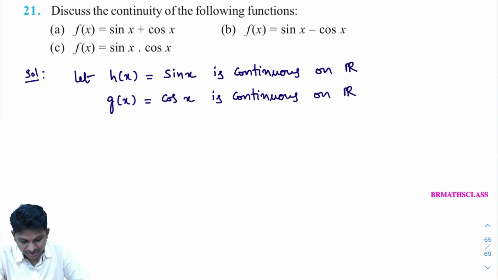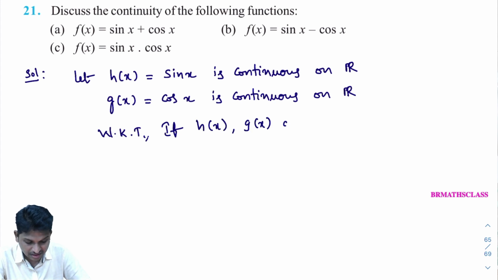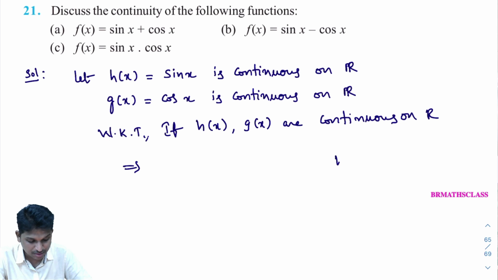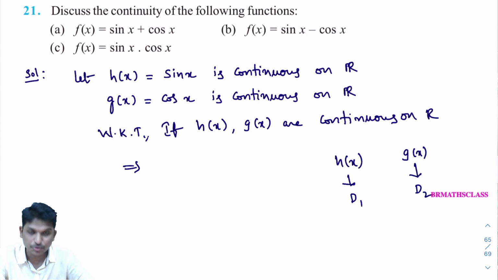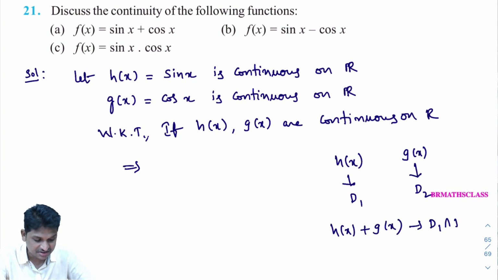We know one point from that theorem. What is that point? We know that if h of x, g of x are continuous on R, from this, what is the domain of h of x plus g of x? Look here, one minute, let me explain. Functions knowledge is a little bit needed here. h of x is a function whose domain is D1. g of x is a function whose domain is D2. Suppose, what is the domain of h of x plus g of x? The domain of h of x plus g of x is D1 intersection D2.